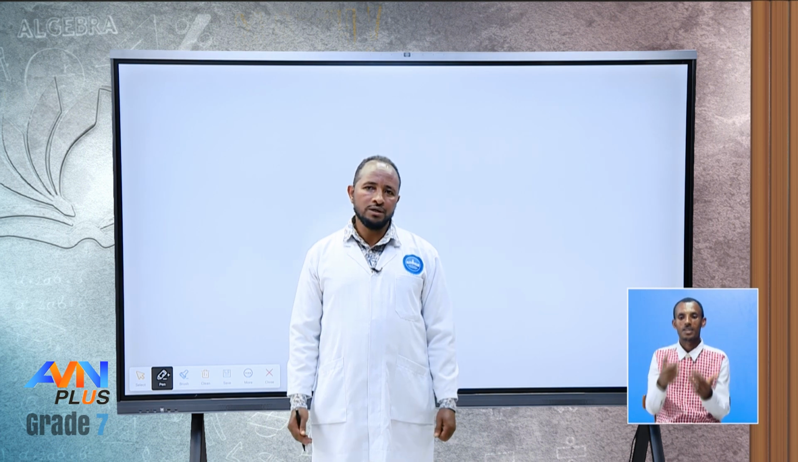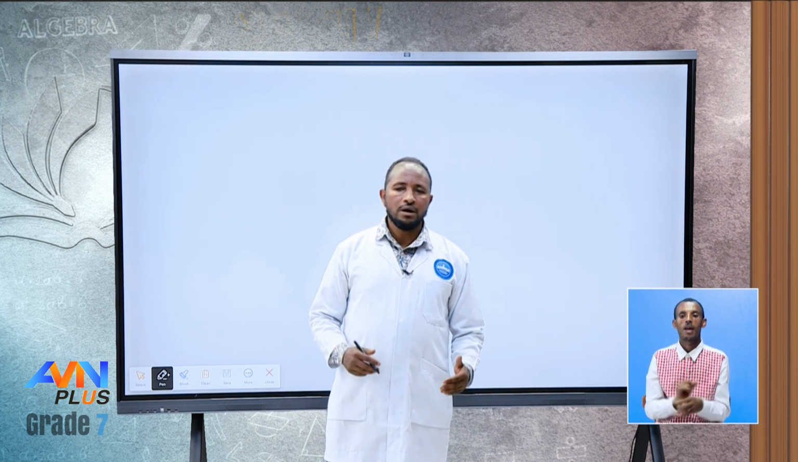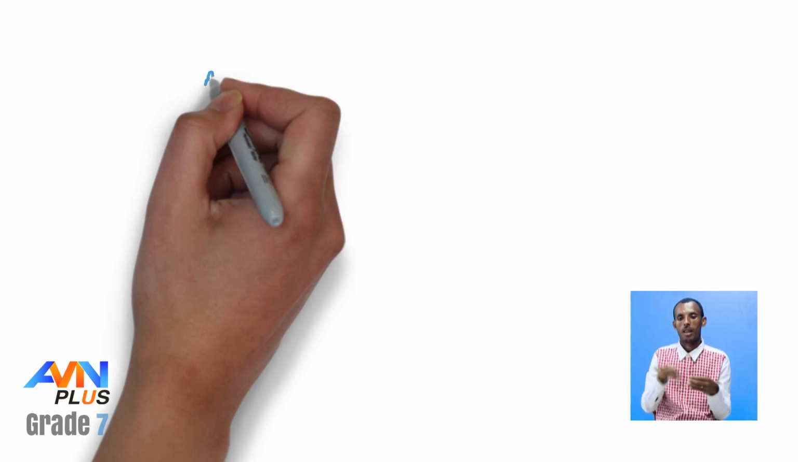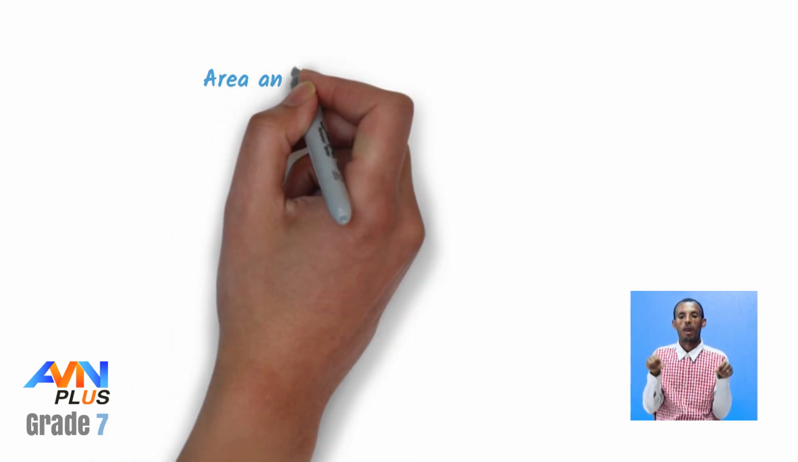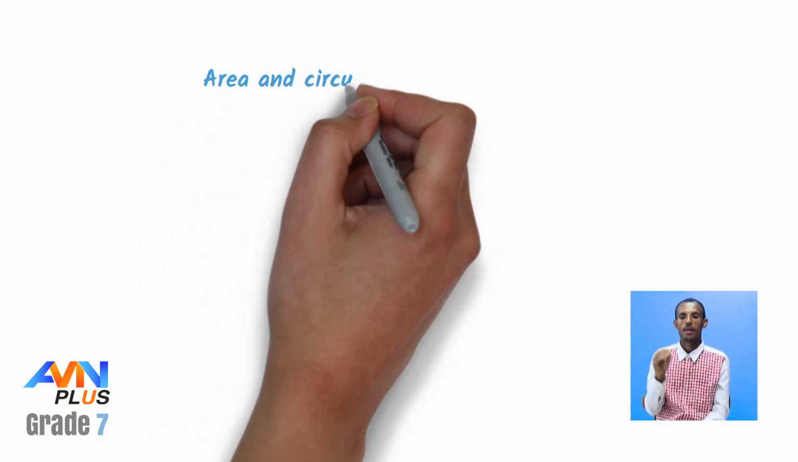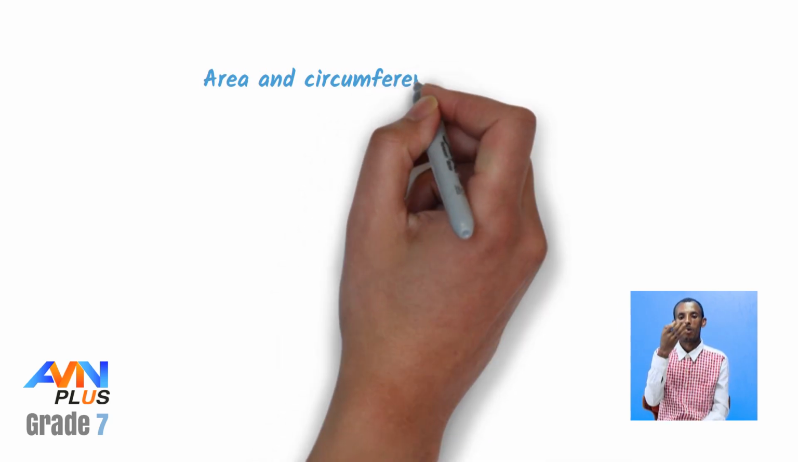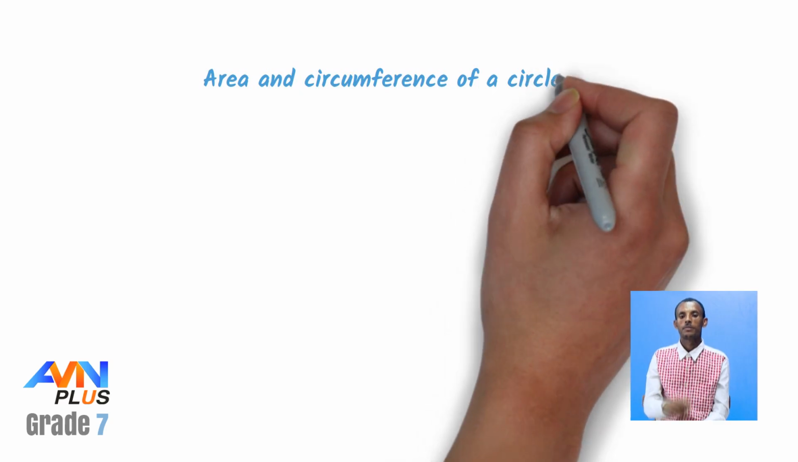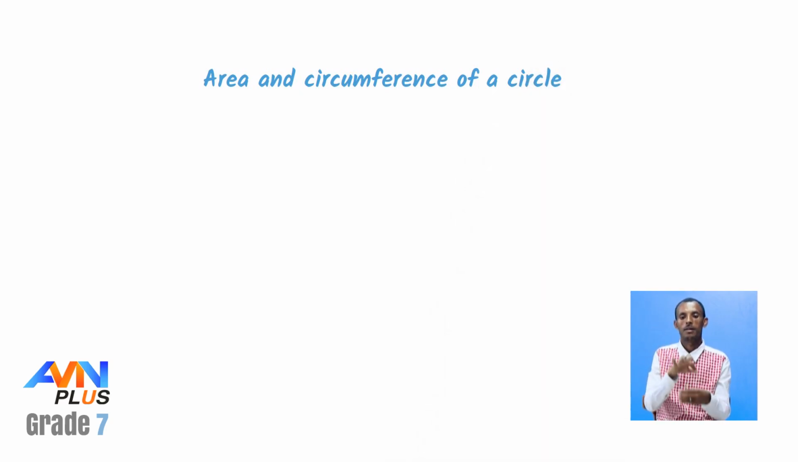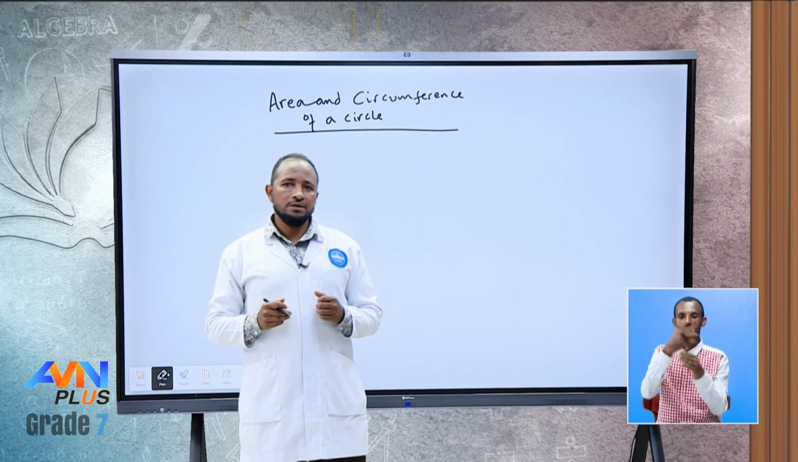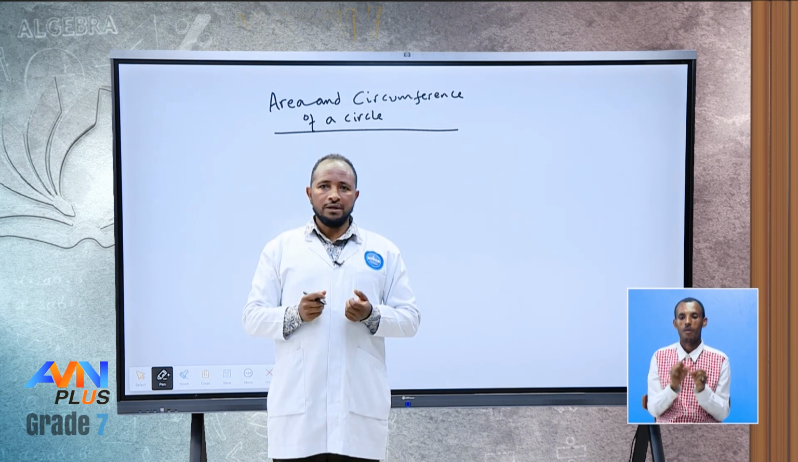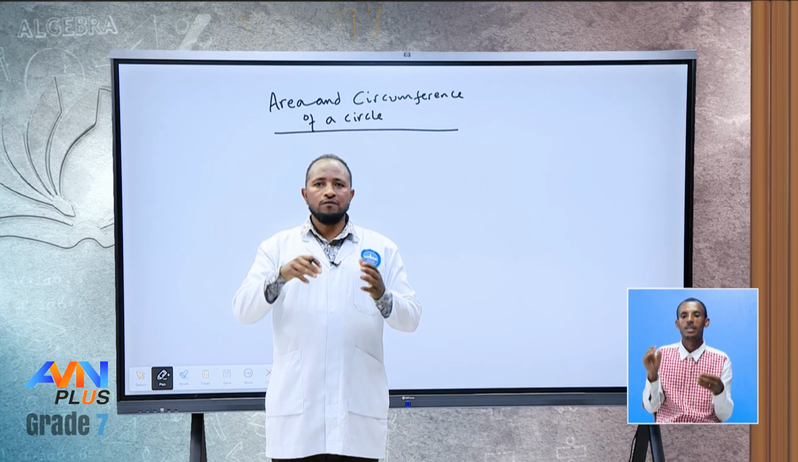Today's lesson topic is area and circumference of a circle. Students, after this lesson, you are expected to calculate area of a given circle and circumference of a circle.